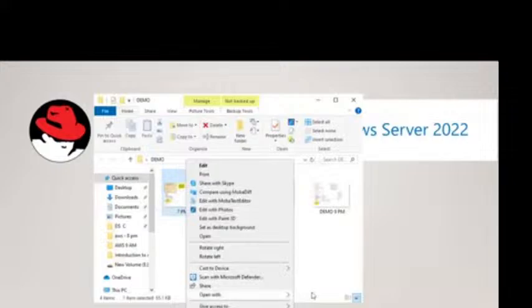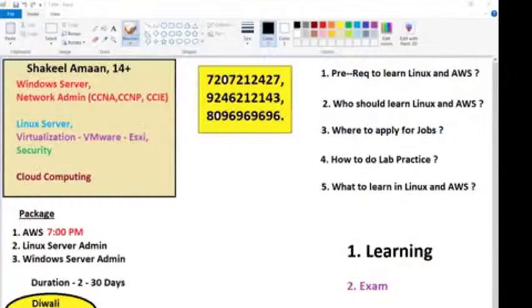Fine. So, friends, this is what we have seen in our last couple of basic sessions. Whatever we have seen in the Thursday and Friday sessions, we'll repeat everything in more detail from scratch up to the advanced level. This is a package, and in this package we have 3 courses. 2 courses will be live sessions, that is AWS and Linux server administration, and Windows Server Administration will be recorded sessions.